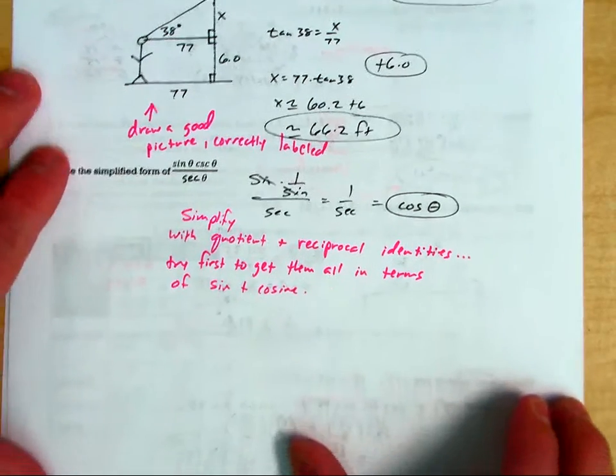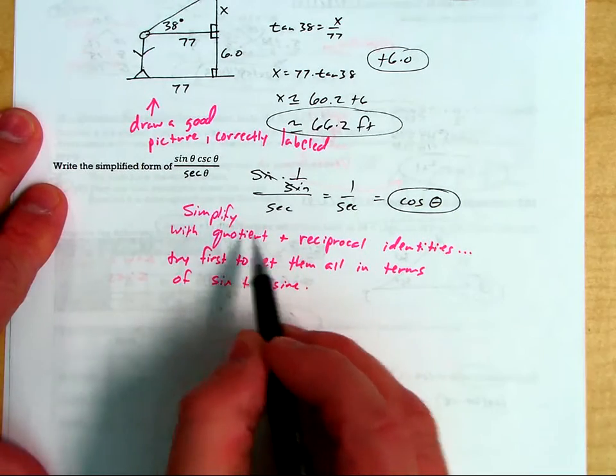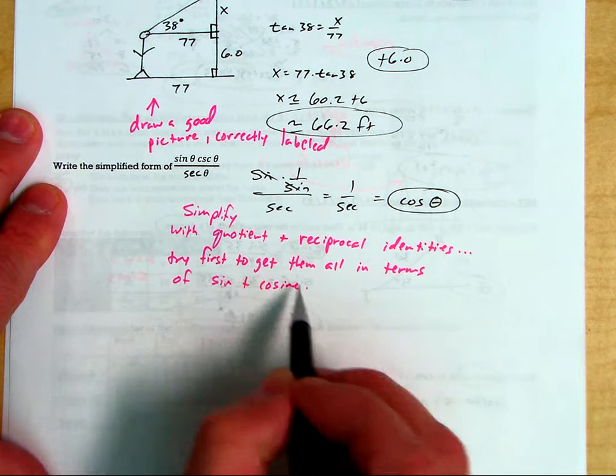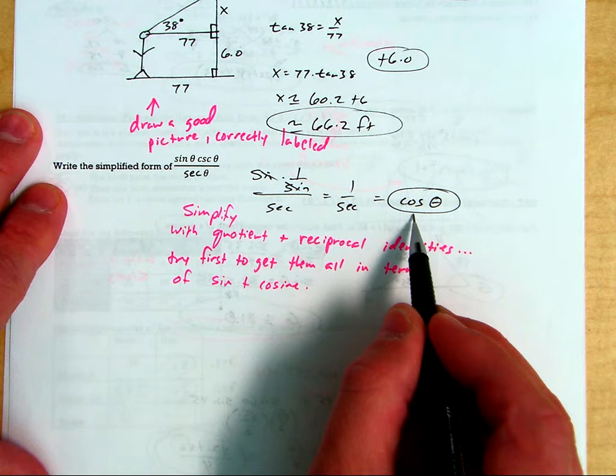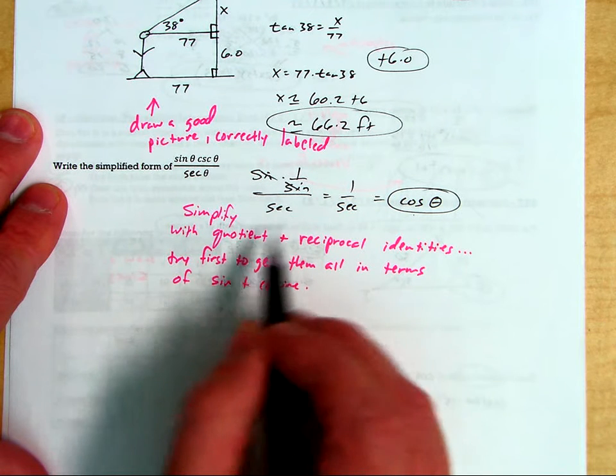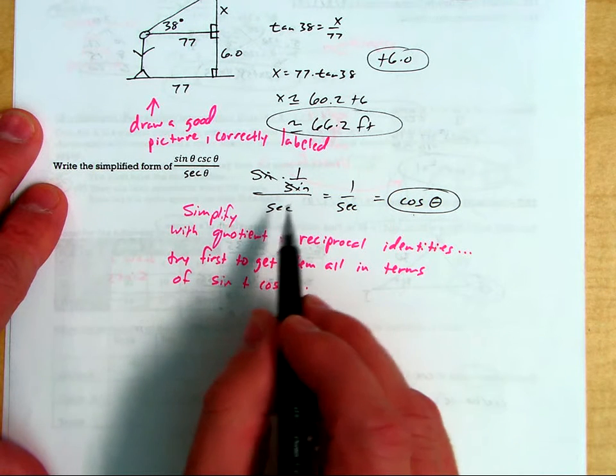Lastly, I try to instruct you guys to use the quotient and reciprocal identities and get everything in terms of sine and cosine. Students who did that found this one out quite easily. Students who did not follow my advice here flailed on this one or just gave up and didn't try it at all.